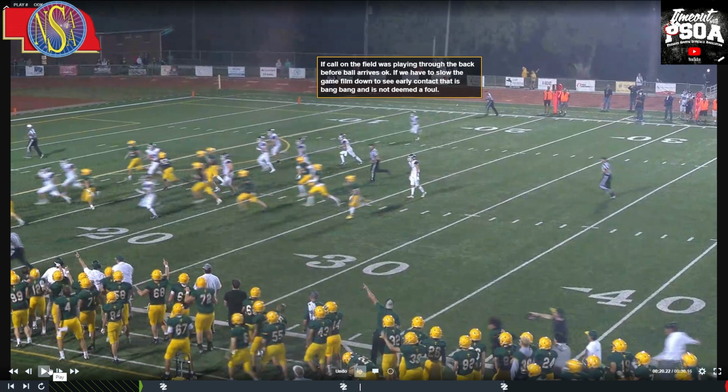In your judgment, if you have that defensive back there clearly early, playing through the back, defensive pass interference. I will tell you, I had to slow this down to see if that contact was early versus the touch of the pass. If I have to slow it down, that would fit underneath my category threshold of bang play. If it's bang, it is no defensive pass interference.